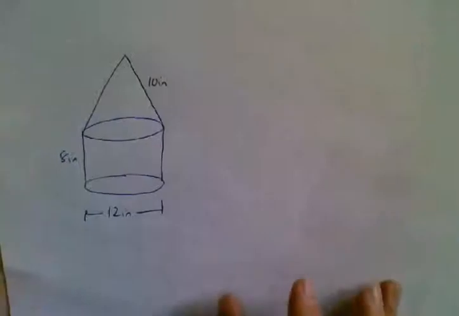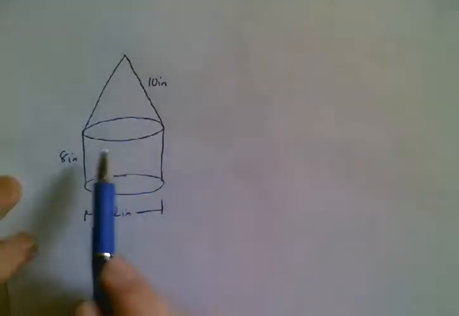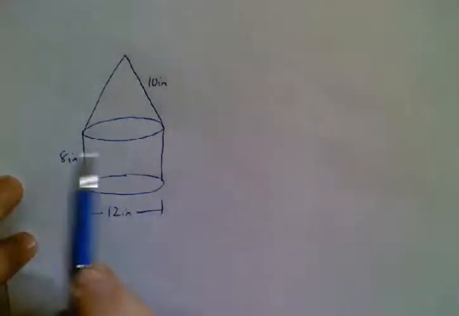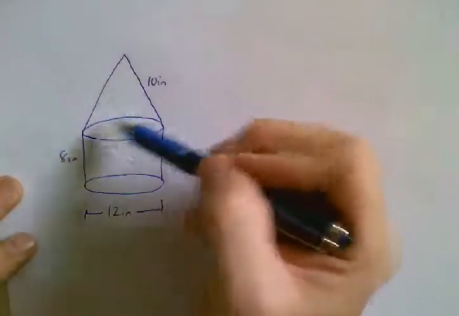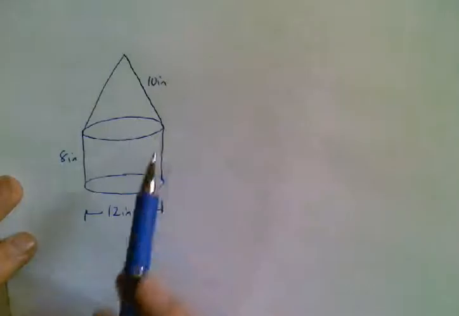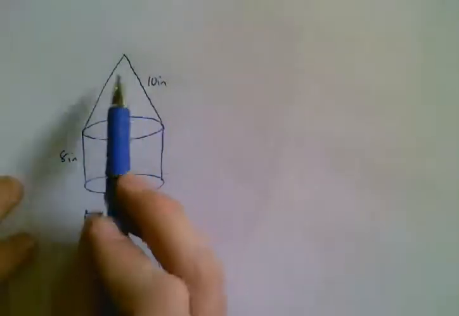Okay, so here's the picture essentially. And again, if I were wrapping paper around this, I'd have to wrap around the cylinder, around the bottom of the cylinder, and then around the curvy part of the cone. Not the circle part, just the lateral area. Okay? So let's do the cone first.